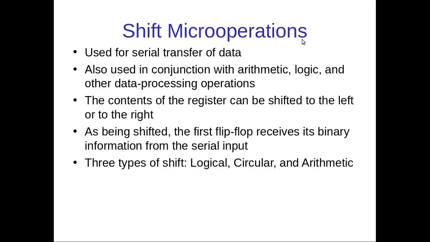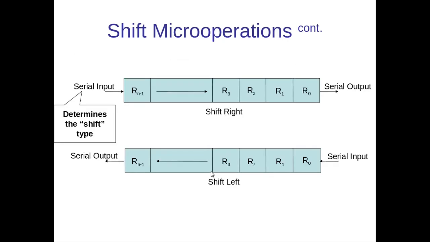Shift micro operations are used for serial transfer of data, and also used in conjunction with arithmetic, logic and other data processing operations. The contents of the register can be shifted to the left or to the right. As being shifted, the first flip-flop receives its binary information from the serial input. There are three types of shift: logical, circular and arithmetic.